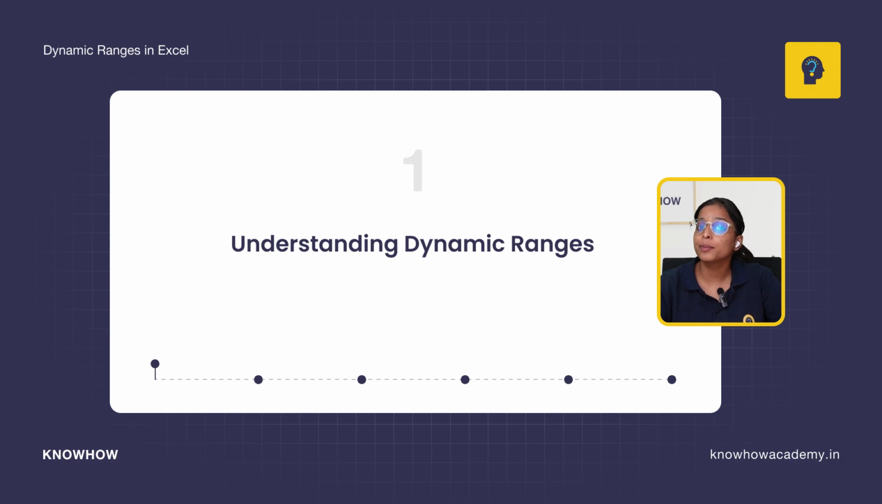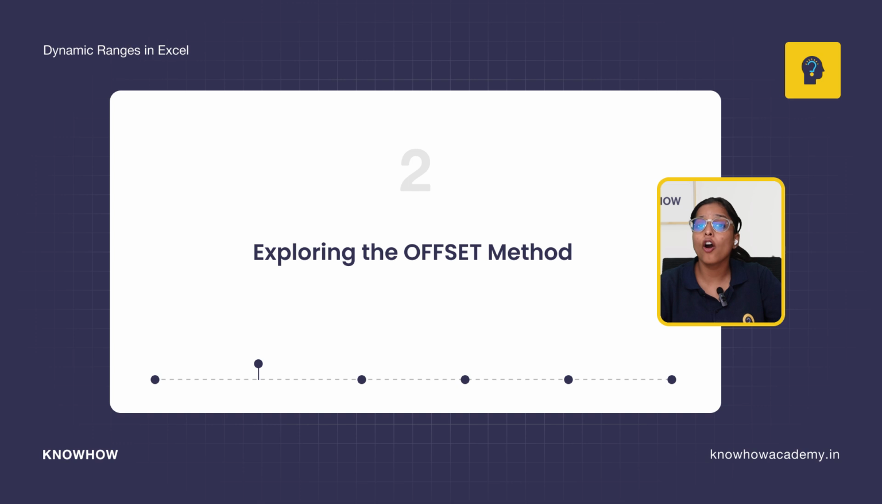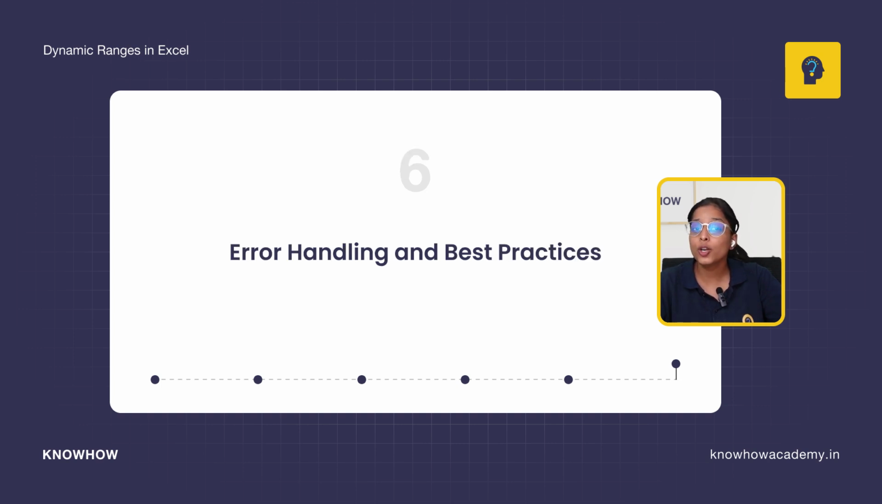Here's what we'll cover in this video. Understanding dynamic ranges, why and when to use them. Exploring the Offset method, adjusting ranges dynamically. Mastering the Resize method, expanding or shrinking ranges. Combining Offset and Resize, creating a powerful solution. Practical examples, automating charts and data summaries. Then we'll look into error handling and best practices, ensuring robust code.